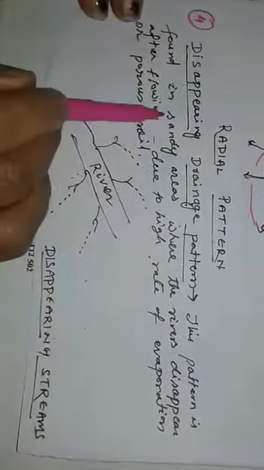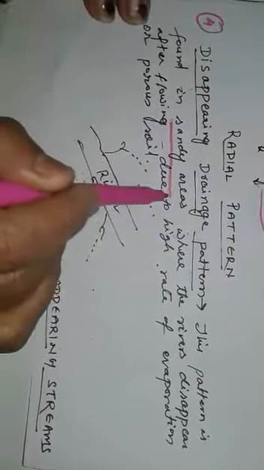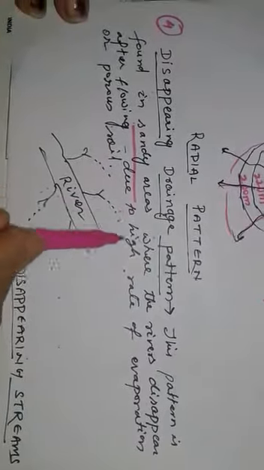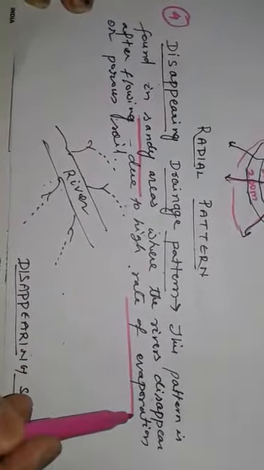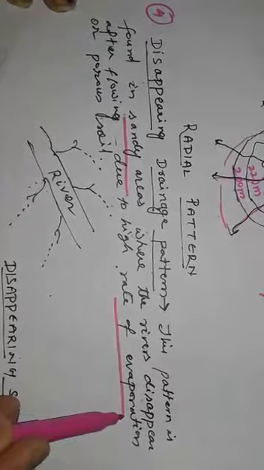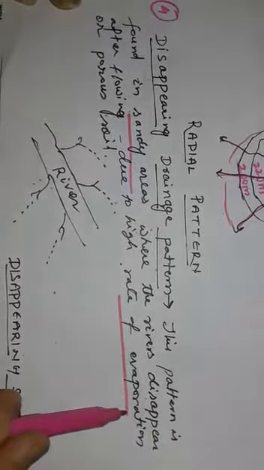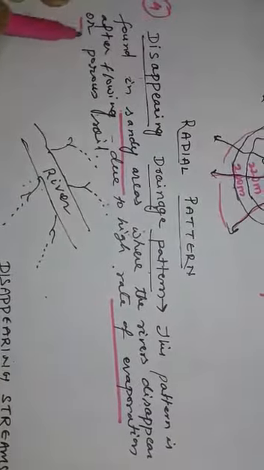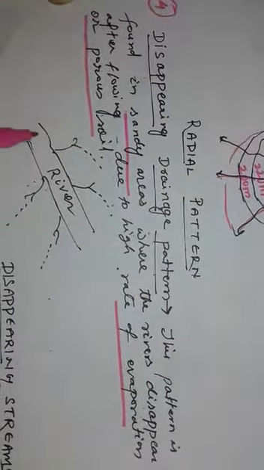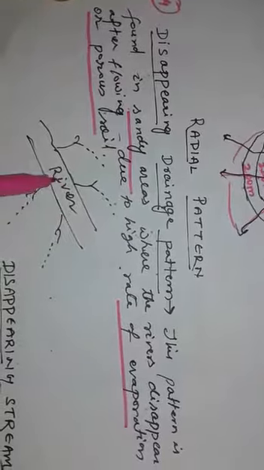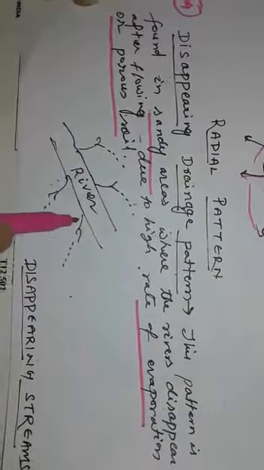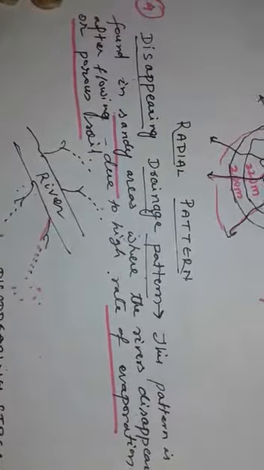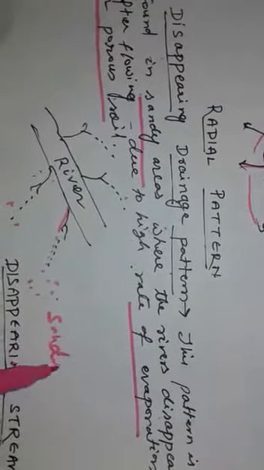This pattern is found mainly in the desert areas or sandy areas where the rivers disappear after flowing, due to the high rate of evaporation, because it is a dry area. So, in a desert or dry area the rate of evaporation is high and the soil is loose and porous. So, the stream of a river or the tributaries, when they come out, will flow to a certain extent and again disappear in the sands.